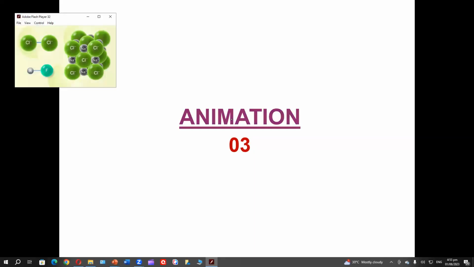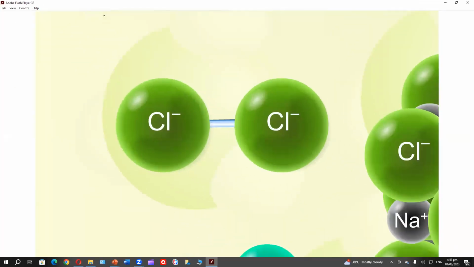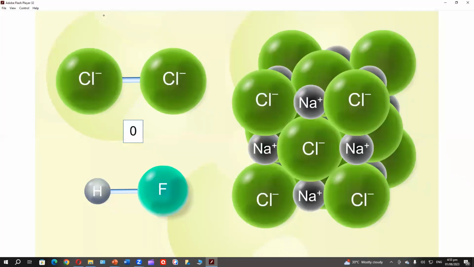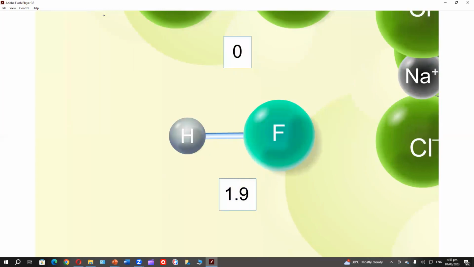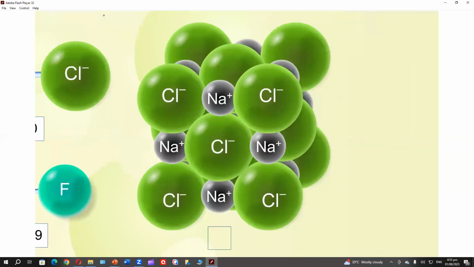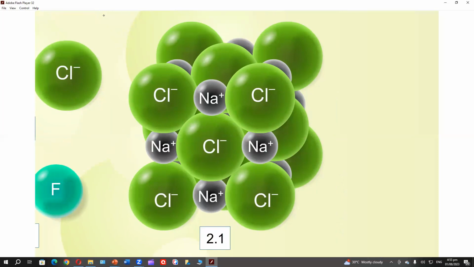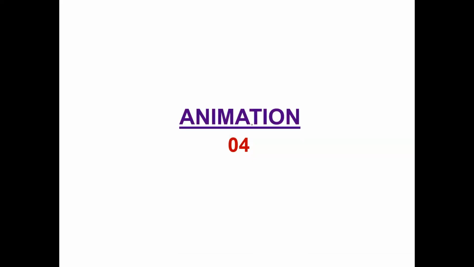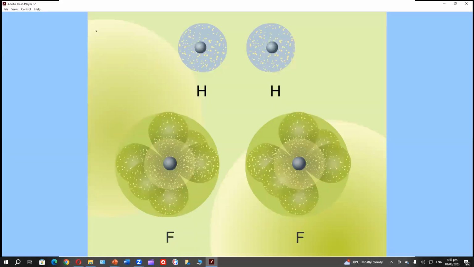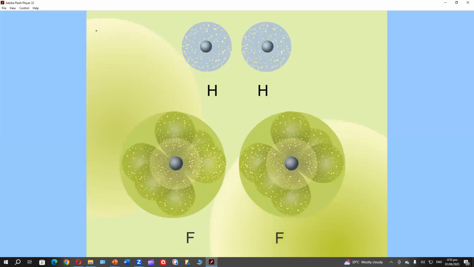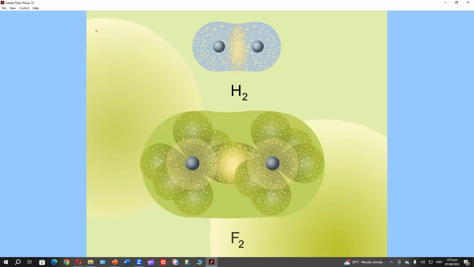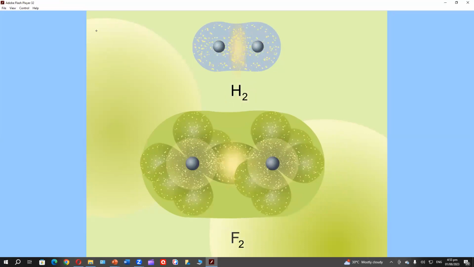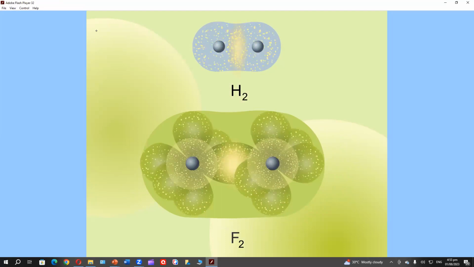If the difference between the electronegativities of the bonded atoms is very small, the bond is relatively non-polar. But if the difference is large, the bond is polar. The larger the difference, the more polar the bond. When two identical atoms link together by a covalent bond to form a diatomic molecule, such as the hydrogen or the fluorine molecule, the electron density is distributed evenly between the atoms.